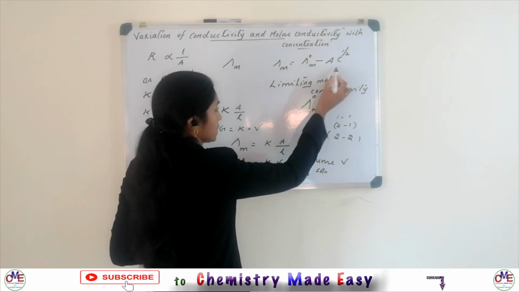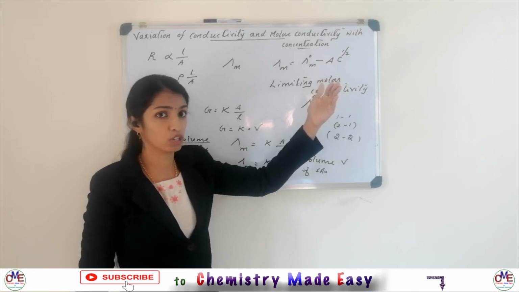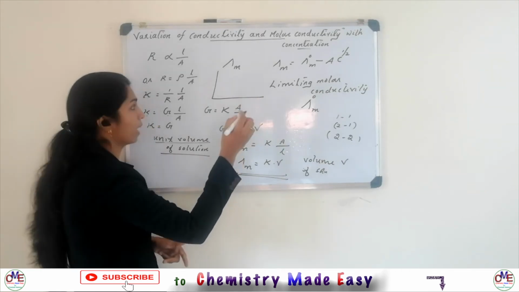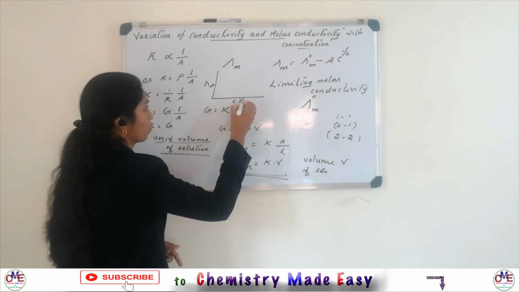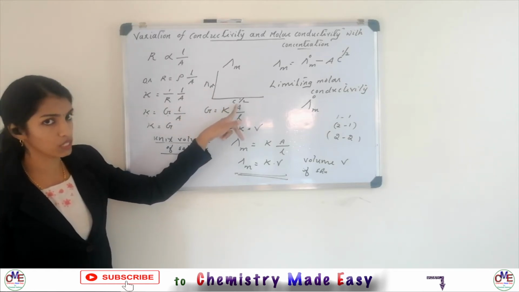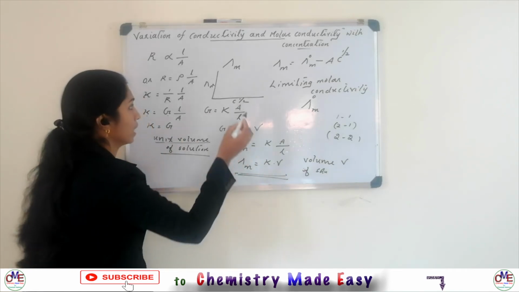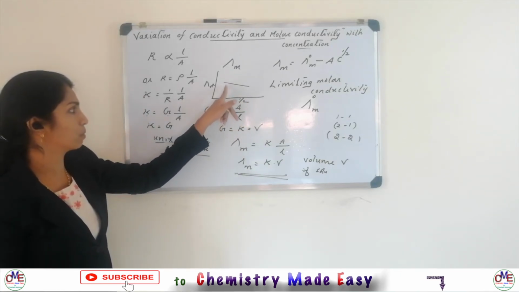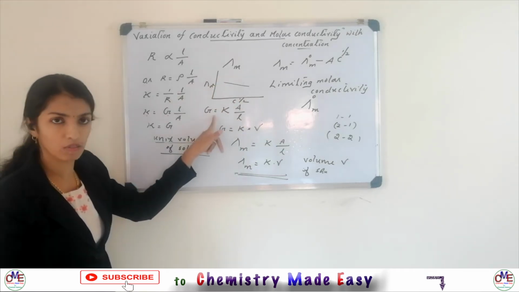This is similar to the equation of a straight line, right? Y is equal to mx plus c. That is the equation of a straight line. Then, if we draw a graph between lambda m versus c raised to 1 by 2, that is, lambda m versus root c, and consider the variation in the case of a strong electrolyte, we will get a straight line like this. It shows the decrease in molar conductivity value with increase in concentration. As concentration increases, molar conductivity value decreases.